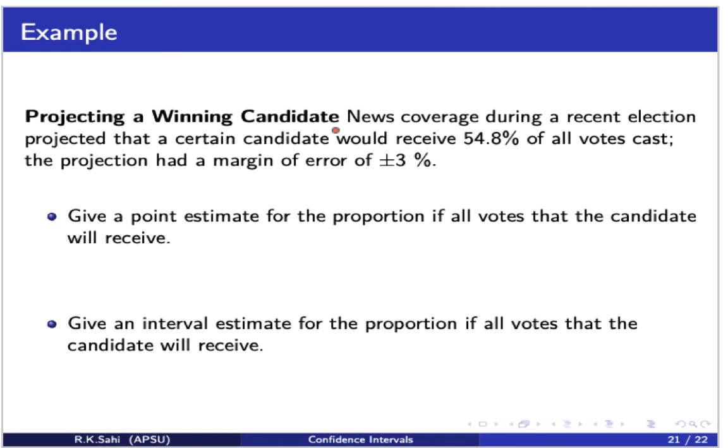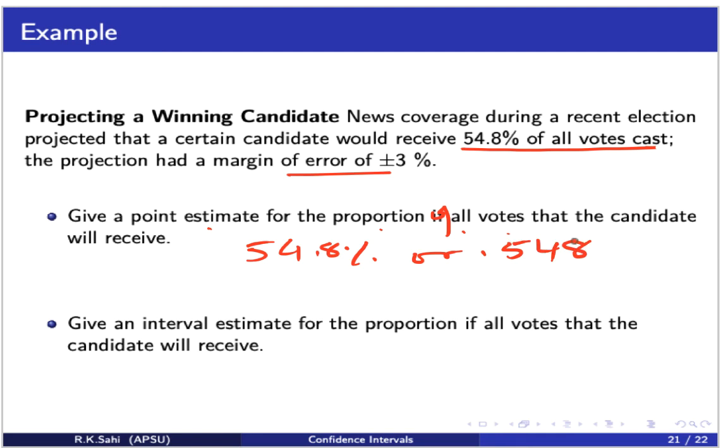Now, it's projecting a winning candidate. News coverage during a recent election projected that a certain candidate would receive 54.8% of all the votes cast. And also the projection had a margin of error of plus minus 3%. The question says, what is the point estimate for the proportion of all the votes the candidate will receive? It is simply 54.8% or 0.548.